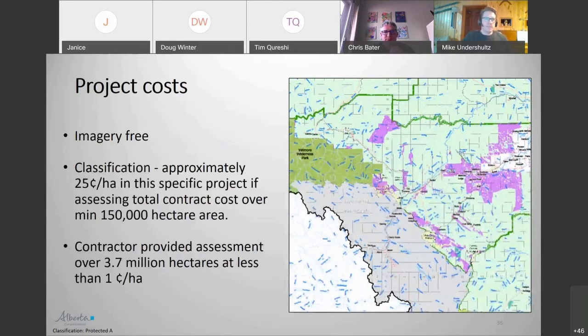Cost-wise, the imagery was obviously free, which was one of the benefits we thought of even before starting down this road. But when you look at the cost, 25 cents a hectare, it's pretty much right on track with project number 1. That is if you limit it to that 150 hectare sort of model trained area. If you expand it to the larger 3.7 million hectare area, obviously your costs go way down. So you're looking at about 1 cent a hectare with that. So that's a possibility you can possibly get to.